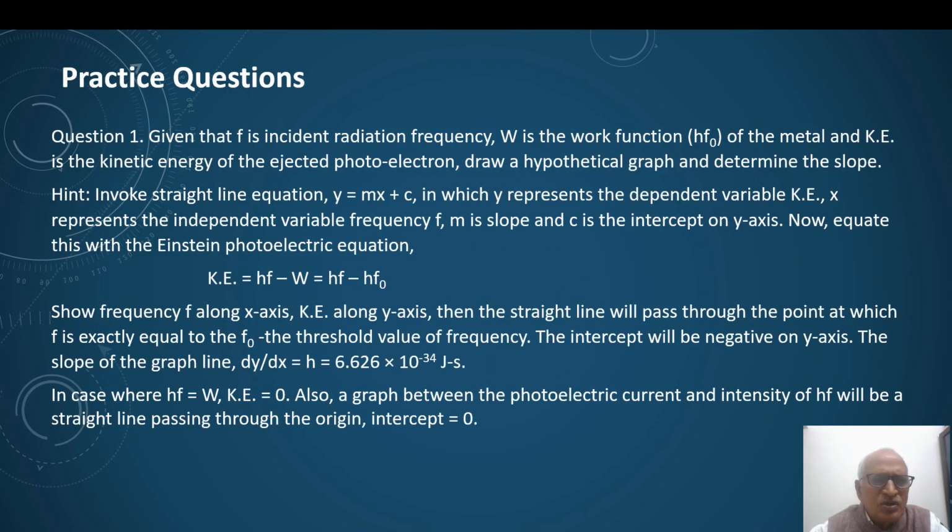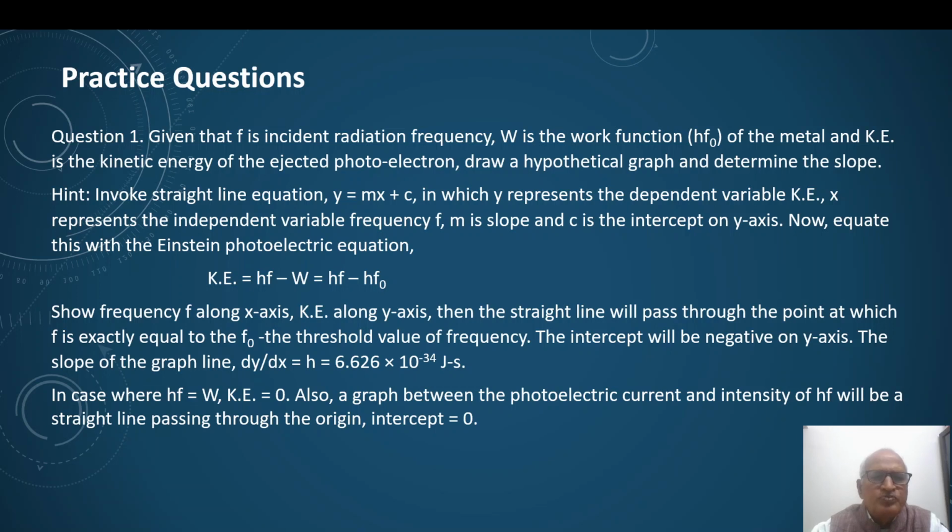Practice questions. One question is, given that f is the frequency of incident radiation, W is the work function hf0 of the metal, and K is the kinetic energy of the ejected electron, draw a hypothetical graph and determine the slope. Hint is given here. The straight line equation says y equals mx plus c. In this equation, x is an independent variable shown along the x-axis. y is a variable which is dependent on x, shown along the y-axis. c is an intercept. Its value may be 0, may be positive, may be negative depending upon the situation. And m is the slope.